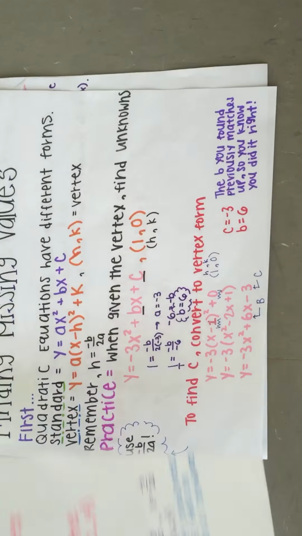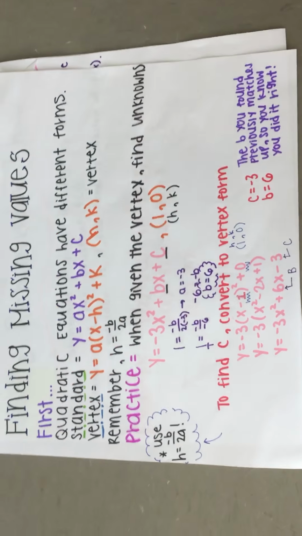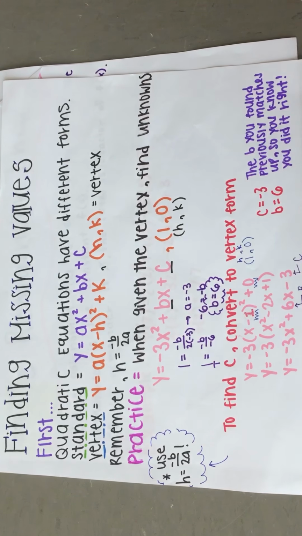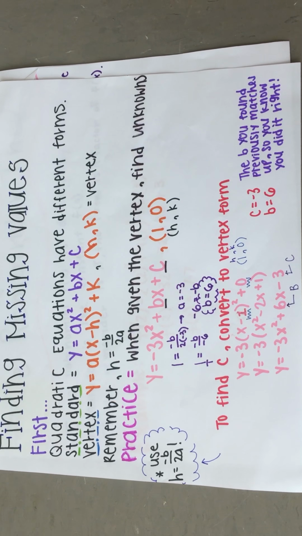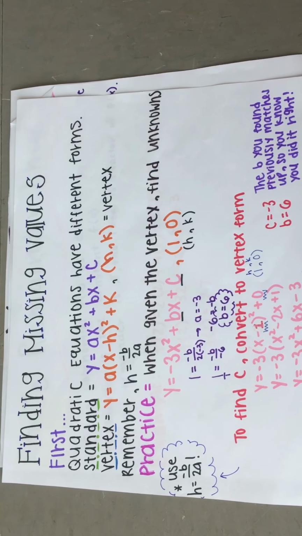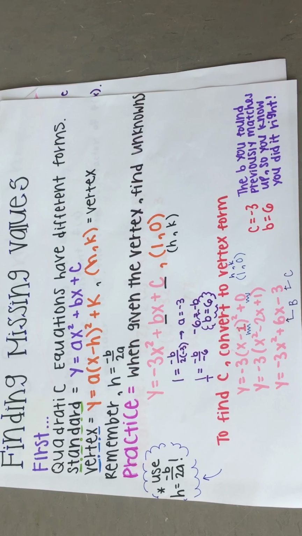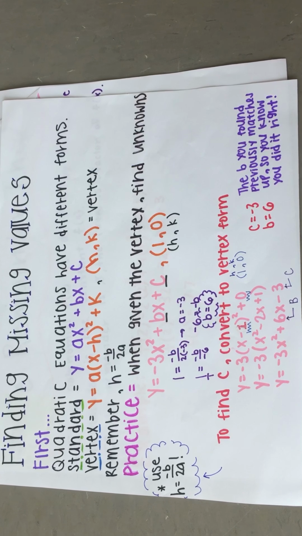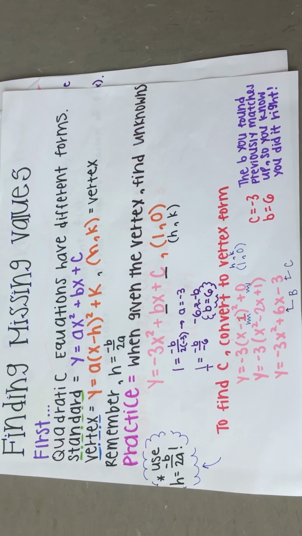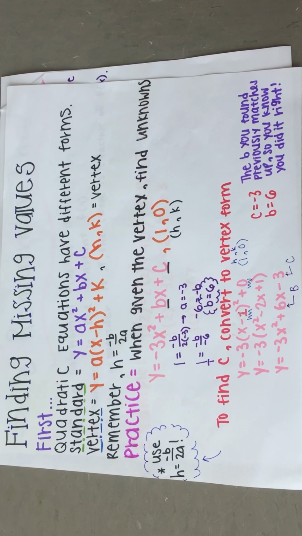Okay. Finding missing values. First, quadratic equations have different forms. Standard form is y equals ax squared plus bx plus c. Vertex form is y equals a times x minus h squared plus k, while h and k are the vertex. Remember, h equals negative b over 2a. When given the vertex, find the unknowns. So when given the function y equals negative 3x squared plus bx plus c, you have to find what b and c are equal to. And you're given the vertex, which is 1, 0.